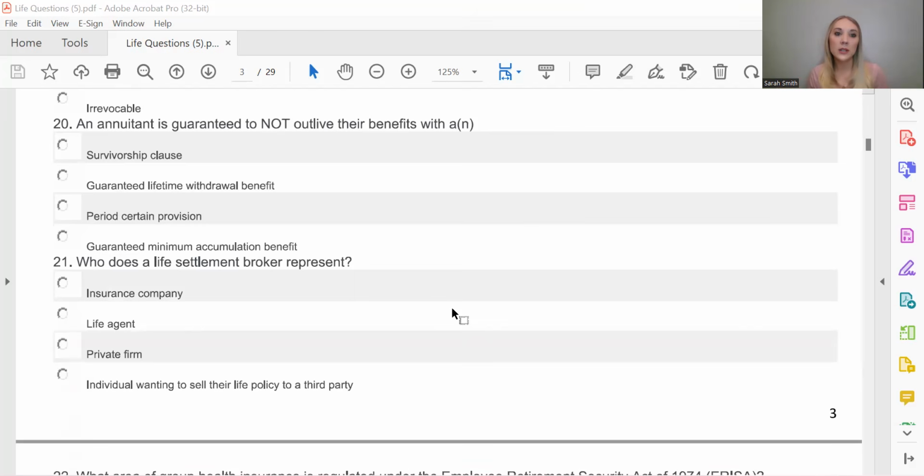20, an annuitant is guaranteed to not outlive their benefits with. Guaranteed to not outlive their benefits. Guaranteed lifetime withdrawal benefit. Pretty simple, straightforward.